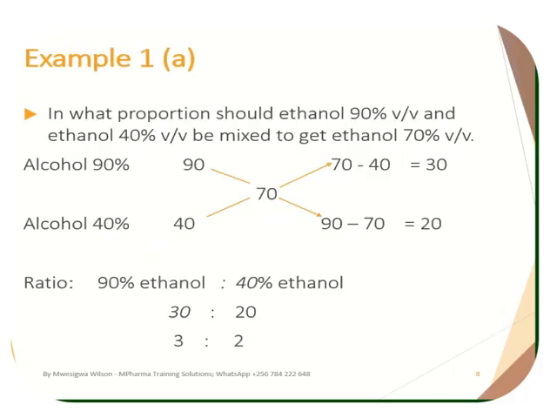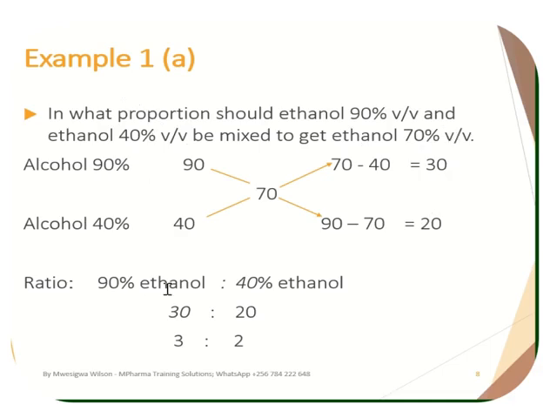This is a question which I have tried to calculate for us. It is in 3 parts to show us the different calculations which can come, or which can be asked. So in what proportion should ethanol 90% and ethanol 40% be mixed to get ethanol 70%?